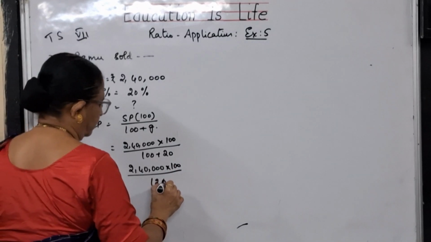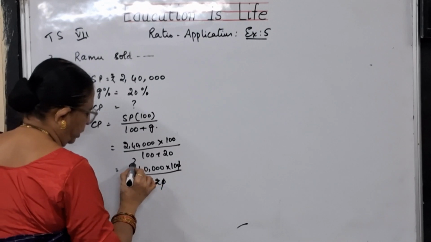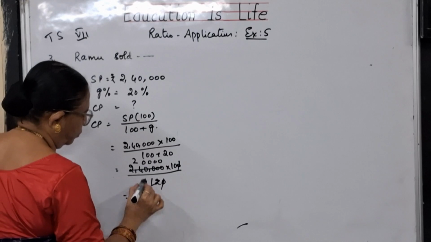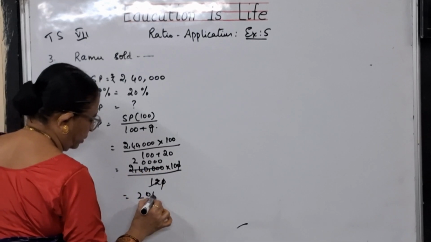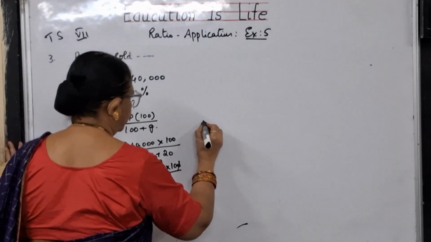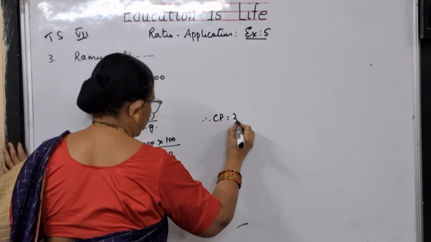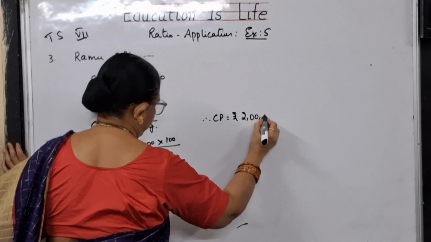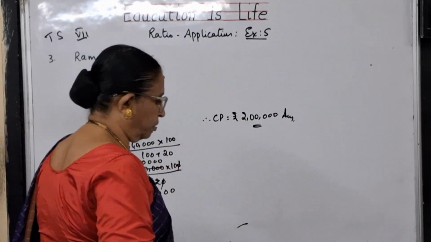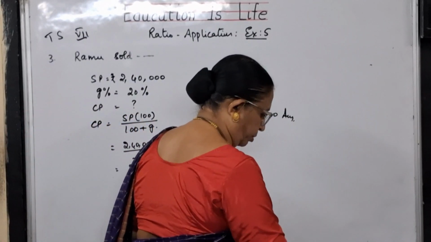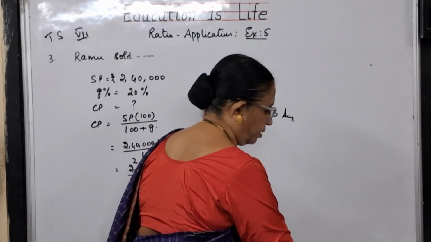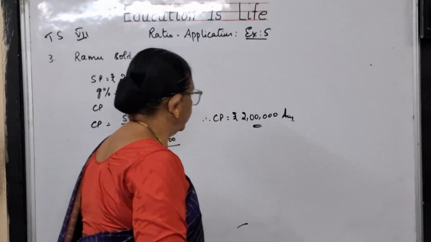That means 2,40,000 into 100 by 120. So the zero will get cancelled. 12 twos are 24. So how much are you getting? That means how much, children? 2 lakhs. Therefore, what is the cost price? Rupees 2 lakhs. This is the answer. They are asking to find out cost price. So cost price is 2 lakhs. This is the third problem, children. Please copy it.